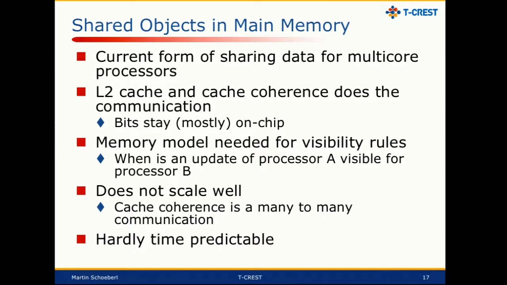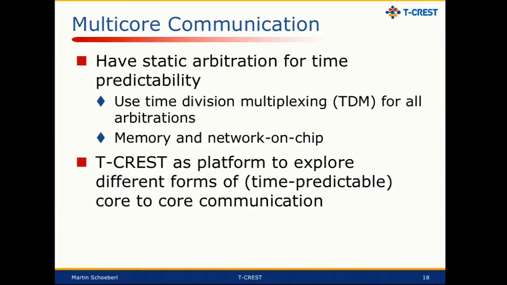This cache coherence protocol is a many-to-many communication, and it's, I would say, hardly time predictable. Let's say hardly instead of not, but it's very hard. Good. Our approach is a static arbitration for time predictability. This is the TDM approach. This pops up everywhere in this architecture, maybe because I've spent too much time in Vienna at the Institute. I mean, it's a simple solution, and it works.